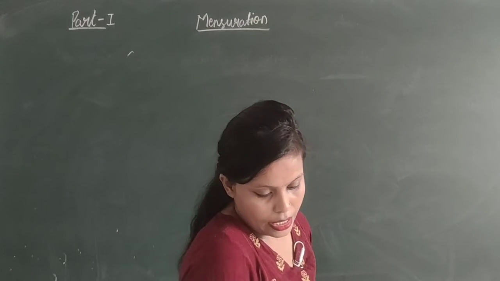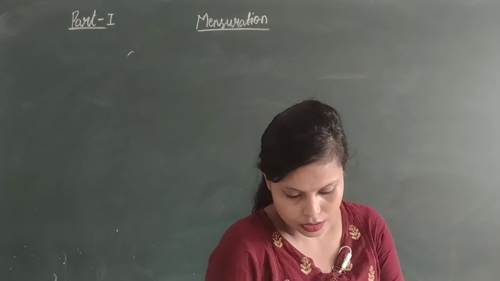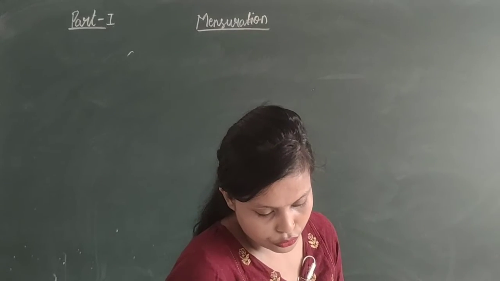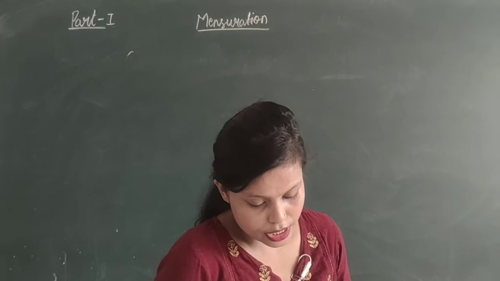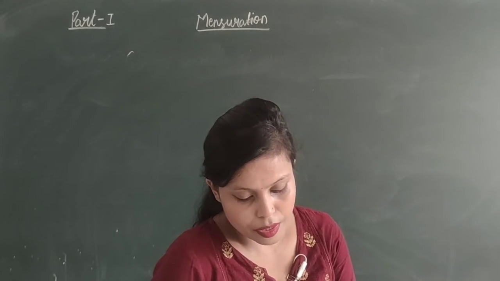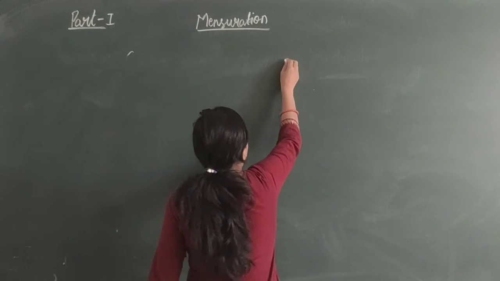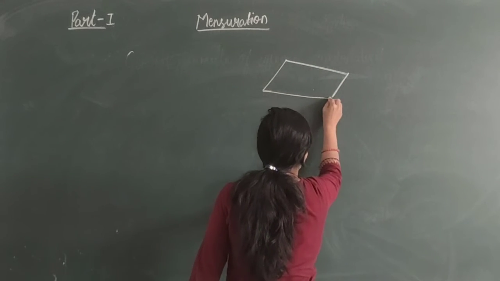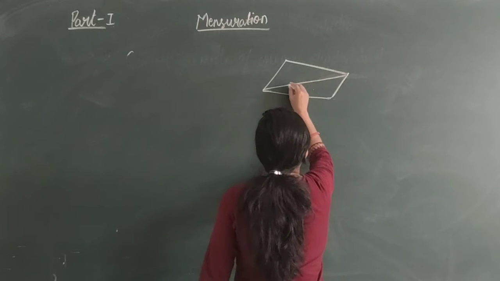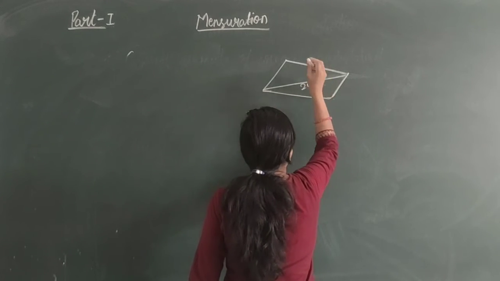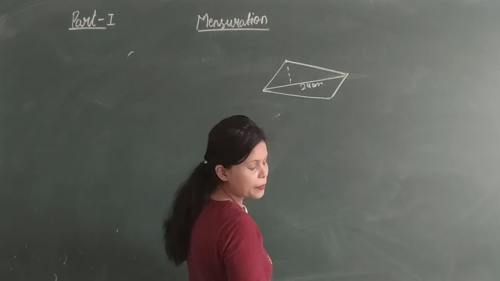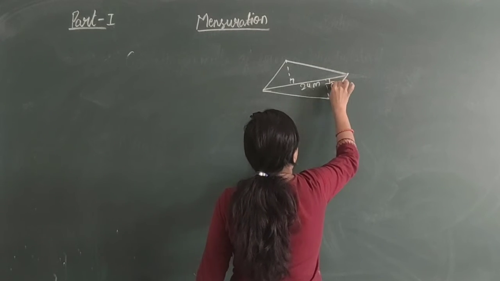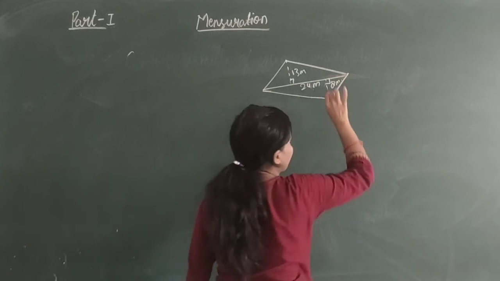Question number 4 is, the diagonal of a quadrilateral is given to you as 24 meter, and the perpendiculars dropped on it from the remaining opposite vertices are 8 meter and 13 meter. So a diagram is given like this, and this diagonal is given as 24 meter, and these heights are 8 and 13 meter respectively.